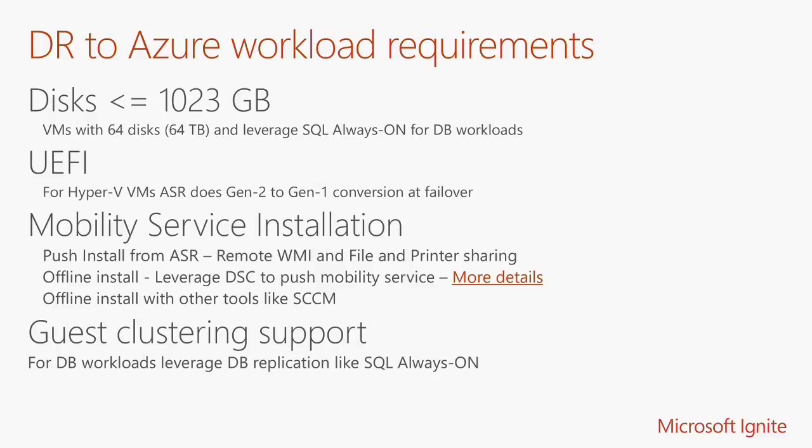We need to also deploy the mobility service agent. So the agent can be automatically deployed. If you have an administrative account that you want to put in, we can automatically push the mobility client. Or you can leverage your existing deployment tools, such as Configuration Manager. Or you can also leverage PowerShell DSC to install the mobility service agent. So this is the agent that talks back to the process server, which informs all of the read-writes that's taking place in memory.